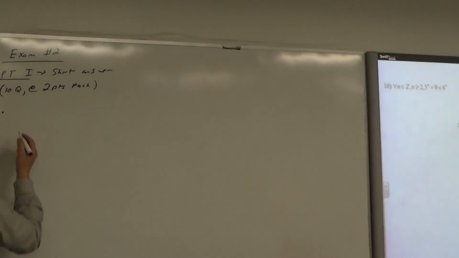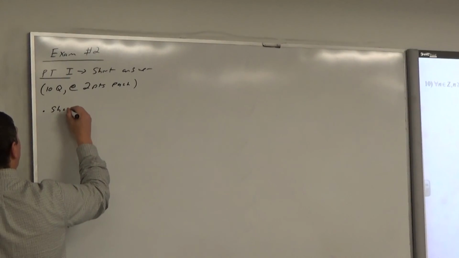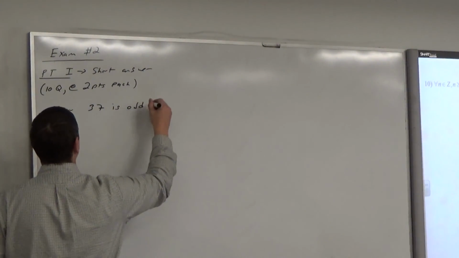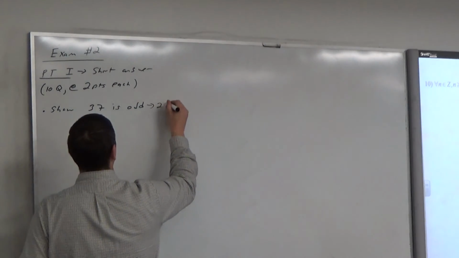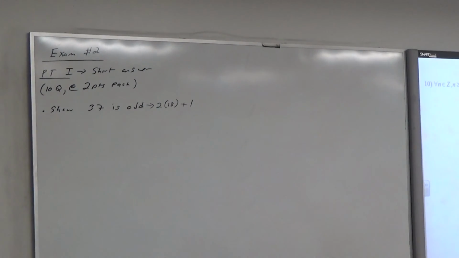I might ask you guys to show, but not prove, something like 37 is odd. Not prove it, but just show it's odd. Guys, how could you show that 37 is odd? 2 times 18 plus 1. There you go. Then you just got a 2 on the exam. That's literally what I mean by the 2-point questions.